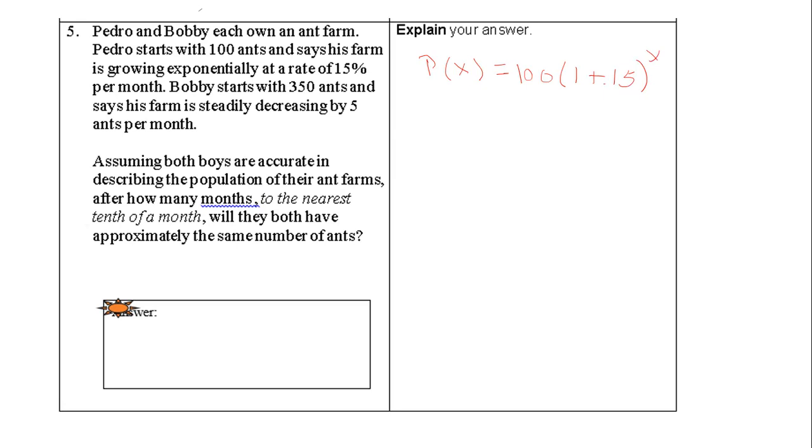Now, Bobby's a little bit different. He's starting with 350 ants, and it's decreasing by 5 ants per month. That's linear. So Bobby is starting with 350, and it's decreasing by 5 per month. Now, x is representing months, and y is representing the number of ants.